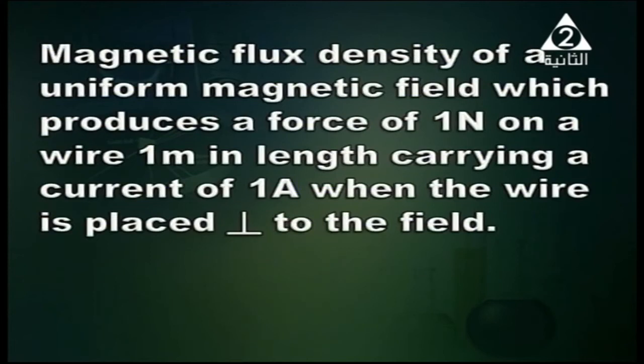Magnetic flux density of a uniform magnetic field, which produces a force of 1 Newton on a wire of 1 meter in length, carrying a current of 1 ampere, when the wire is placed perpendicular to the field. Of course, it's all easy, it is the Tesla.